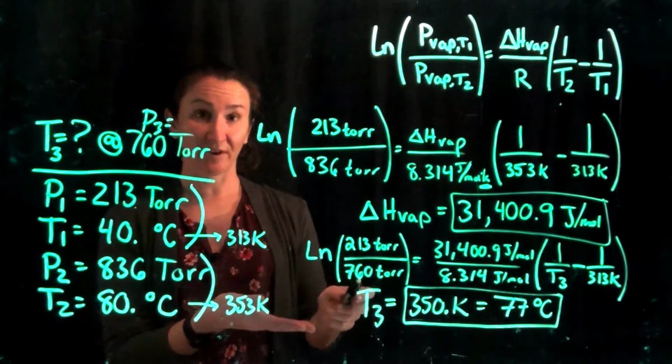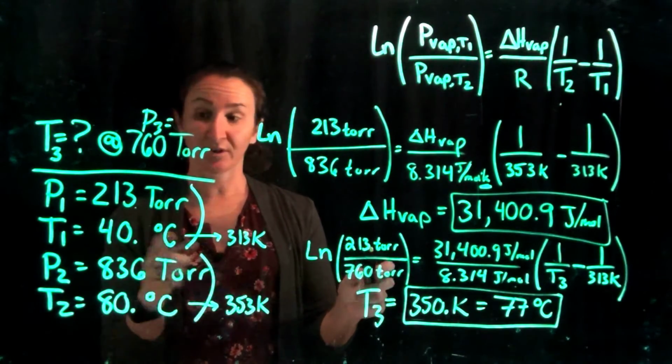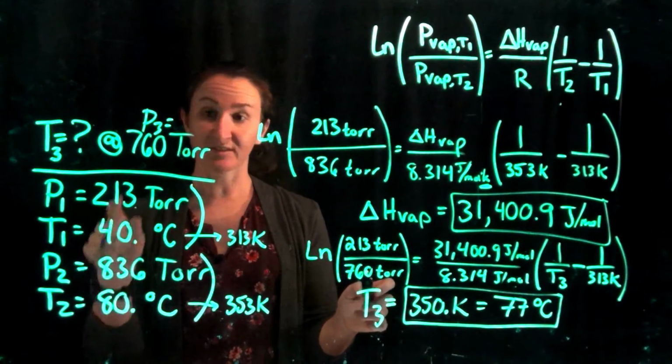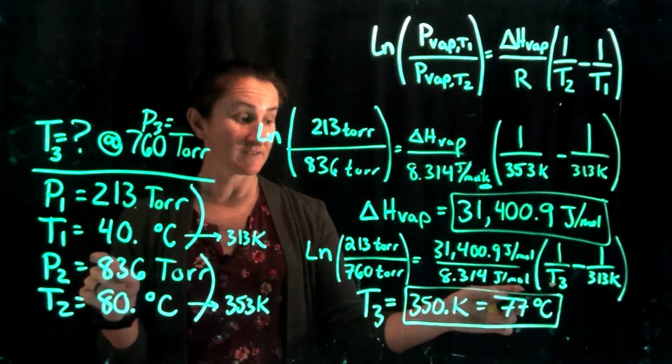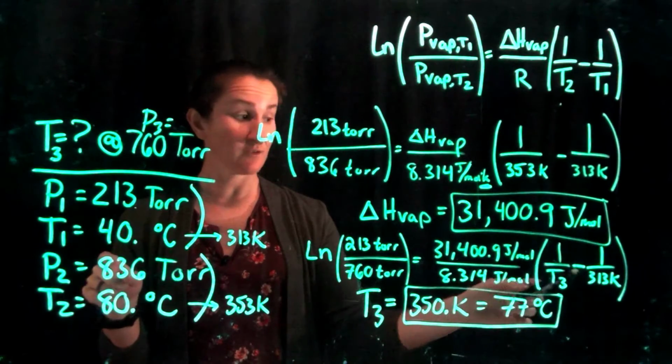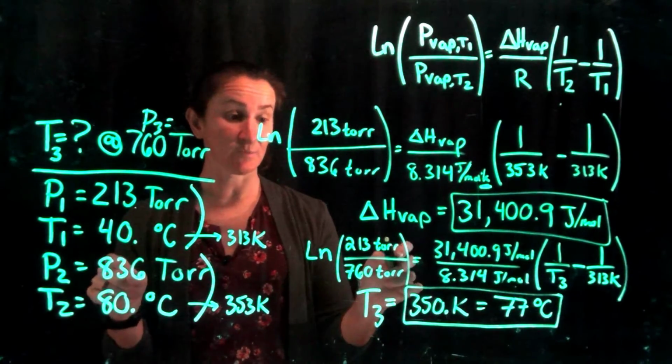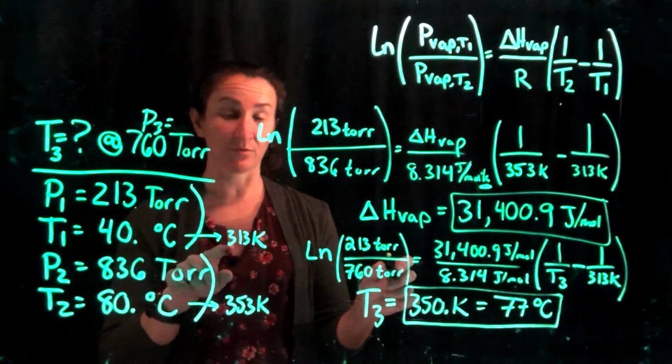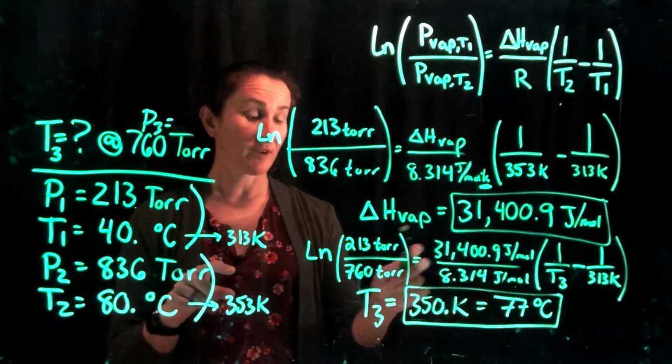All right, so you should have put your variables in. Your 213 is your P1, your 760 is your P3. This is my T3 then. The T3 needs to be in this location. And then my 313 is what goes with my 213, which is true here for T1. Put all those variables into your calculator.